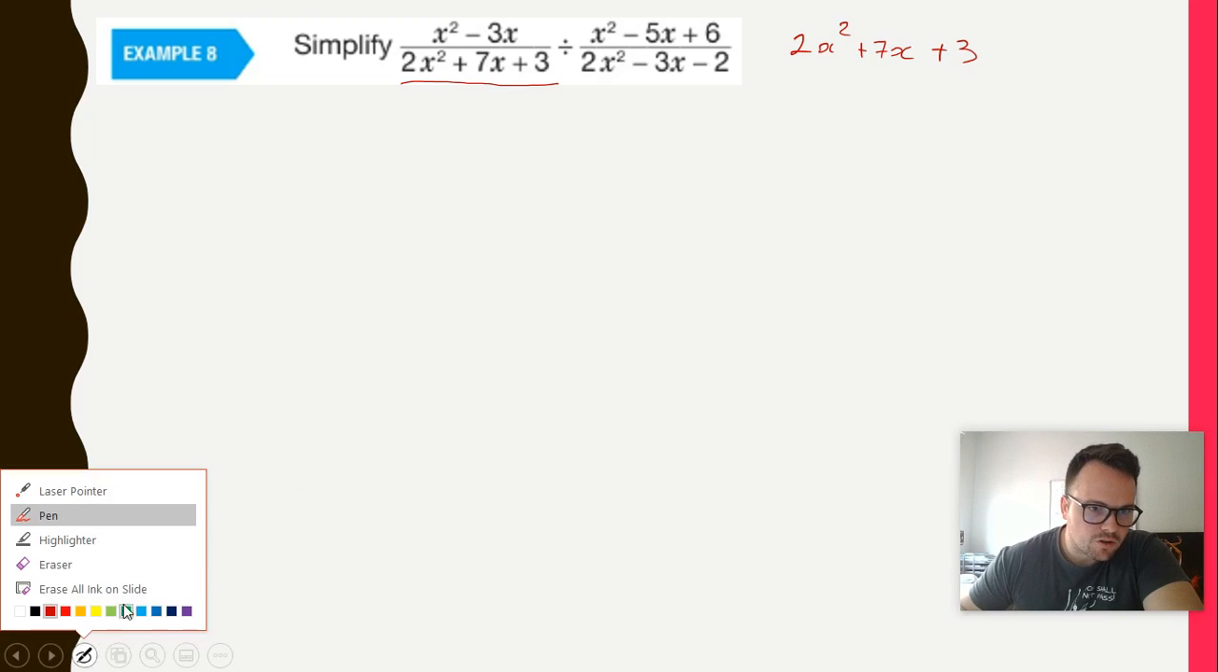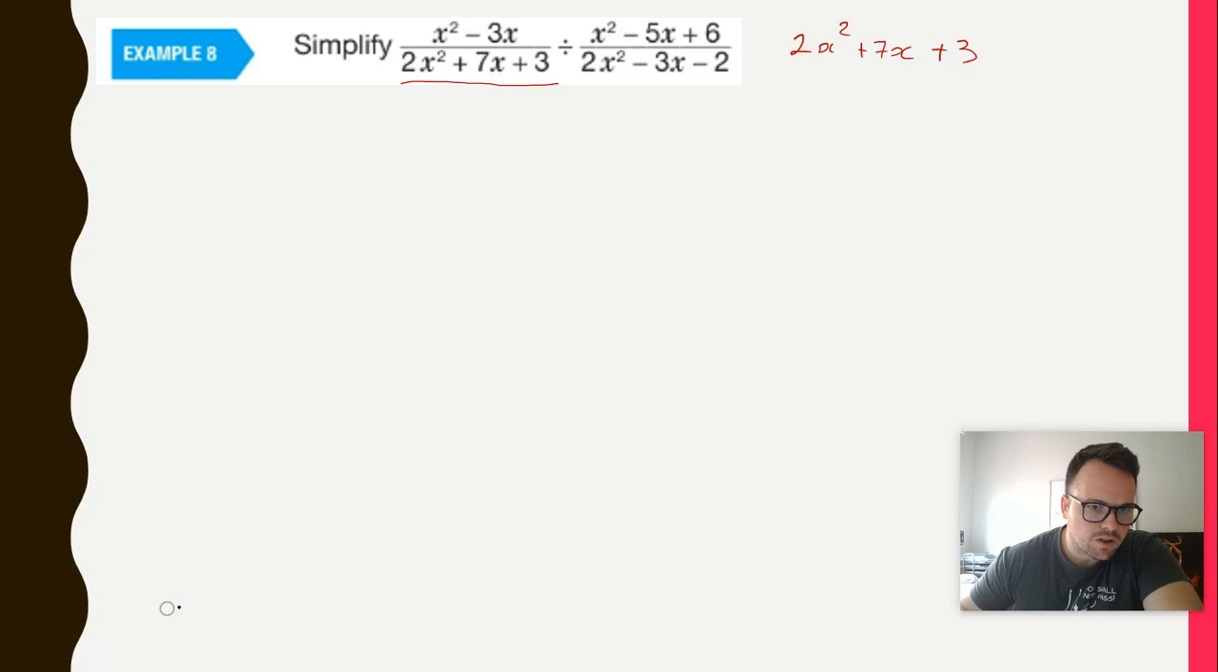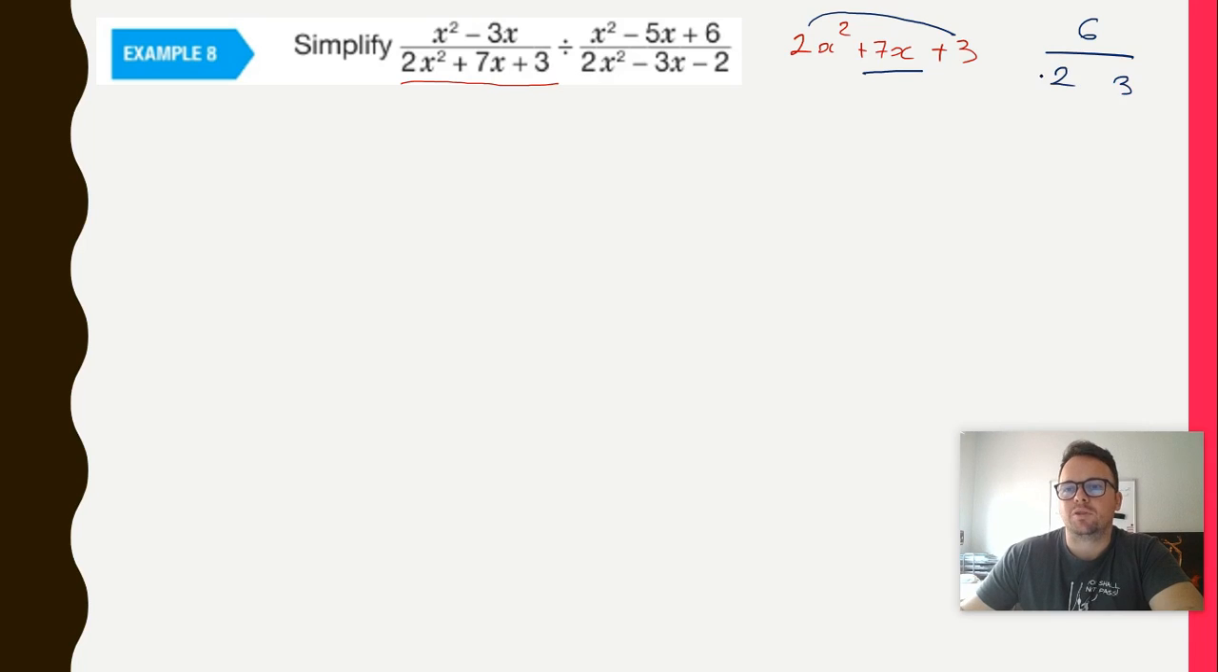Remember that if your x squared coefficient is other than 1, you should multiply these two. So 2 times 3 gives you 6. Now we are looking for two numbers that multiply together to give you 6 and add to give you this 7 here. What are these numbers? You might think 2 times 3, but 2 plus 3 is not 7, so that doesn't work. What about 6 times 1? Yes, 6 times 1 is 6, and 6 plus 1 is actually 7.